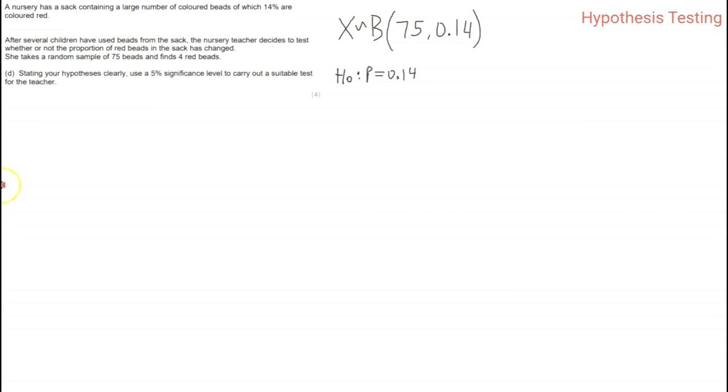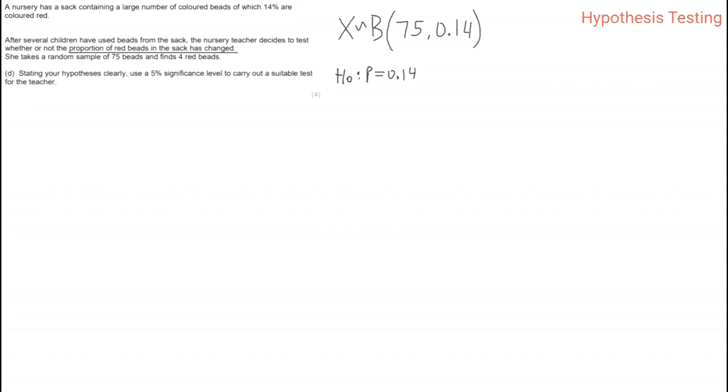So in this next example here, we have our binomial distribution with our 75 and 0.14. 75 being the sample size, the number of beads, and 0.14 being the probability of selecting the red bead. Now we have our question here, so I'll read through it really quickly. After two children have taken the beads from the sack, the teacher decides to test whether or not the proportion of red beads has changed. So that's what the hypothesis is testing. It's testing if the proportion of beads has changed.